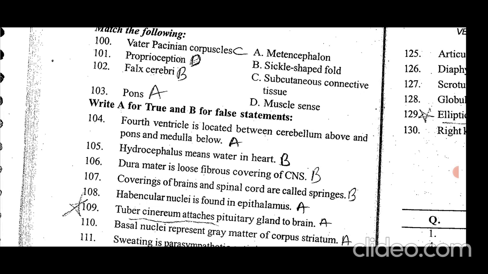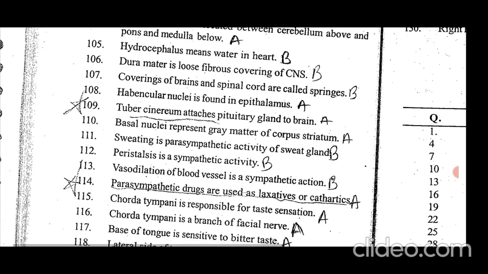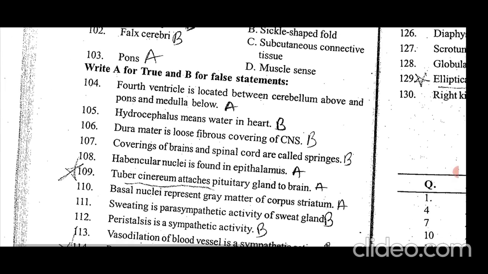Basal nuclei represent the gray matter of the corpus striatum. Corpus striatum has gray matter that represents basal nuclei. Tuber cinereum attaches the pituitary gland to the brain. Vater-Pacinian corpuscles are in subcutaneous connective tissue, and muscle sense is proprioception. Sweating is parasympathetic activity of sweat glands. It is false.